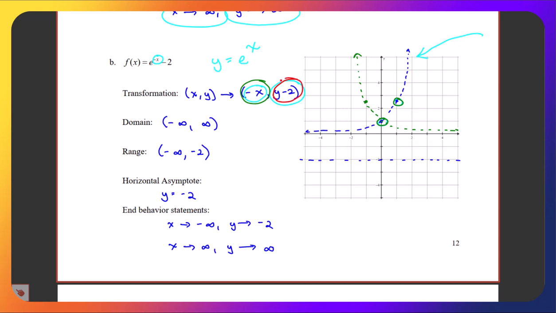Then we'll shift the graph down 2, and so this point goes down 2, and this point goes down 2, and the horizontal asymptote also goes down 2 units, down to y equals negative 2. And so the graph will look something like this.